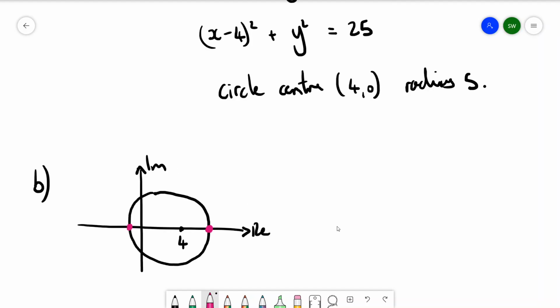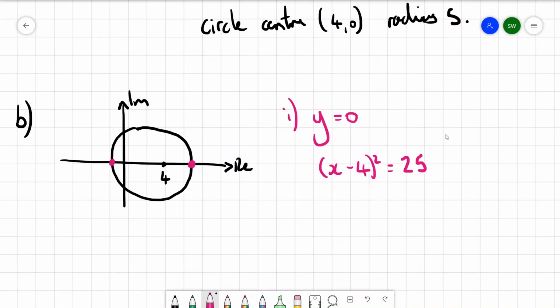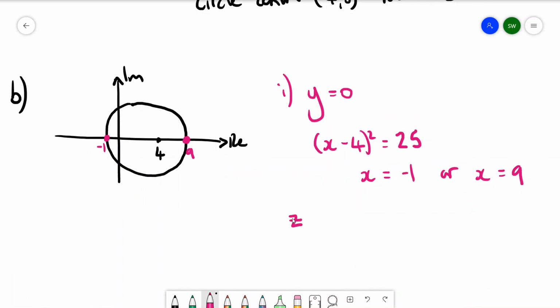So perhaps the easiest way of doing this actually is to use the Cartesian equation of the circle. We know that for it to have imaginary part 0, y has to be equal to 0. So y equals 0. So we know basically that x minus 4 squared equals 25. And obviously, because this circle has radius 5, it's really easy to see that's going to be minus 1 and that's going to be 9. So we're going to get x equals minus 1 or x equals 9. Now remember, we're looking for z, not x. So our complex number z is going to be minus 1, and really we've got plus 0i, but we don't need to write that. Or z equals 9 plus 0i, but we're not going to write that.